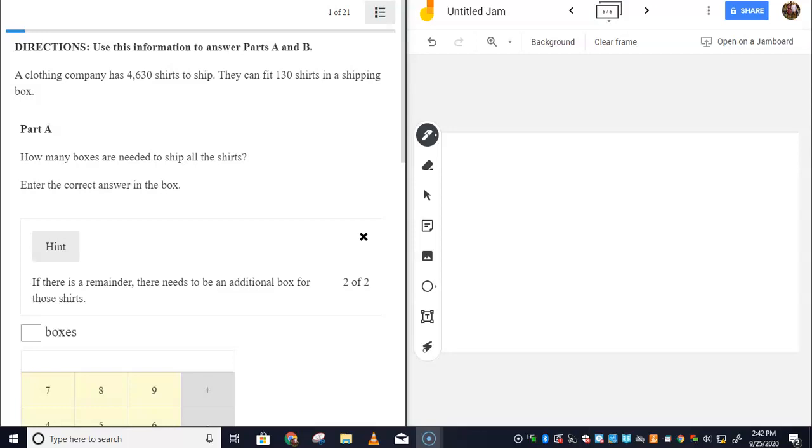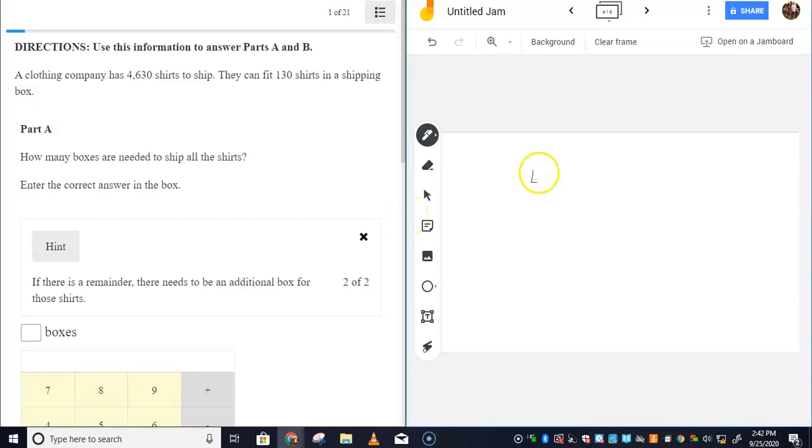Okay, we're on Module 4, Lesson 3 on your own. This starts on page 117 and goes to page 118. So let us take a look at our first question. A clothing company has 4,630 shirts to ship. They can fit 130 shirts in a shipping box. How many boxes are needed to ship all the shirts?